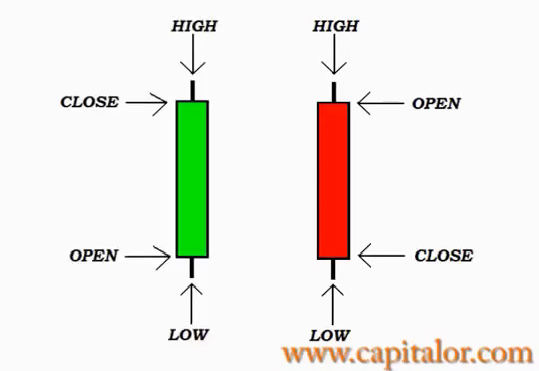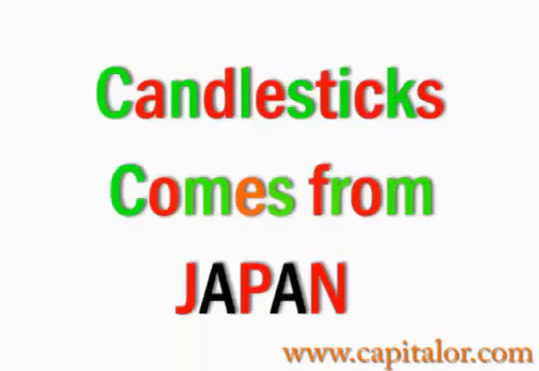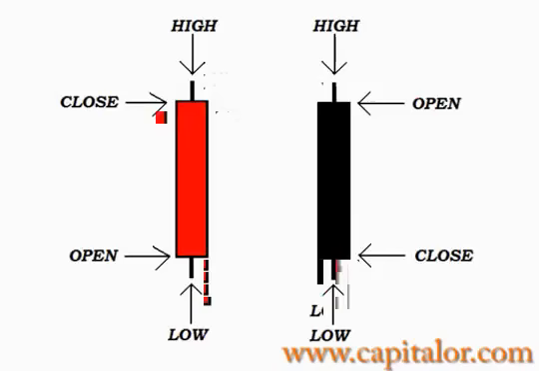In my explanation of how candlesticks are constructed, I have used the colors green and red, but on many platforms the default is white and black. We'll say if a candlestick goes up and closes up, it will be white, and if it is going down and closes down, it will be black. And candlesticks come from Japan, and in Japan the default colors are red and black. Red when a candlestick goes up and closes up, and black when a candlestick goes down and closes down.